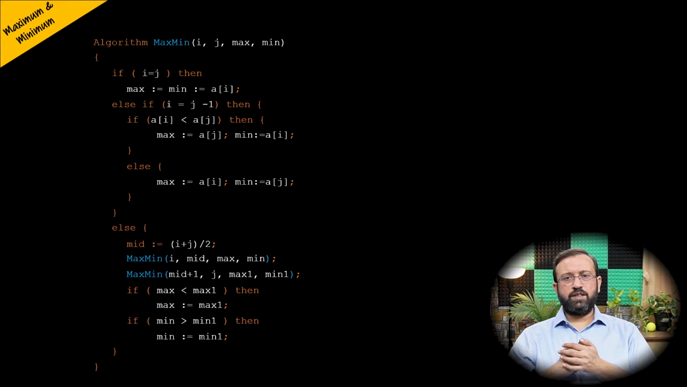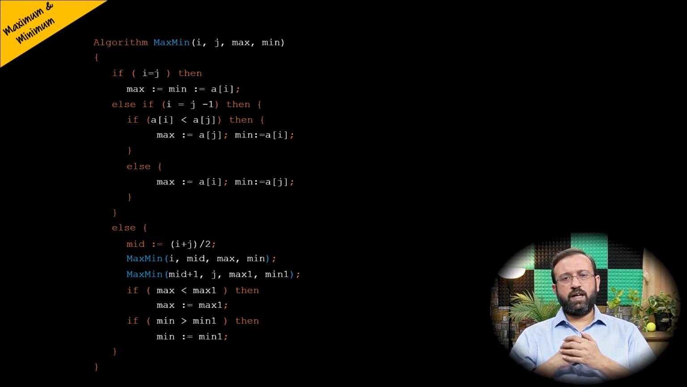Now let us analyze the MaxMin algorithm. Since this is a recursive algorithm, and the time complexity of recursive algorithms is computed using recurrence relations, let us look at the recurrence relation for this algorithm. The time complexity of MaxMin algorithm is O of n, but instead of the time complexity, the performance analysis of MaxMin algorithm is based on the number of comparisons done to find the maximum and the minimum element.